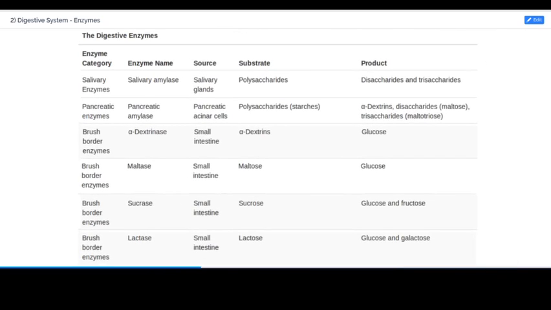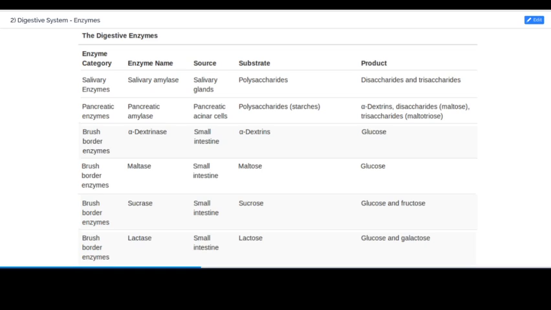In the first part of this rearranged version of the table, I want to consider the enzymes that break down carbohydrates. The first two listed here are amylases, which break down starch, which is a type of polysaccharide. One's released in the saliva and one's released from the pancreas into the small intestine. And so we're breaking down starches in those two locations.